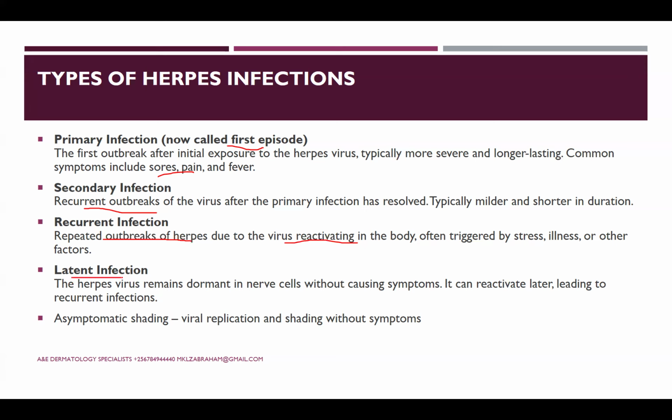In this case, you have no symptoms, but you're just sitting with your dormant virus within your sensory ganglion, and it is causing no symptoms. Then there's another term that we usually use, asymptomatic shedding. So in some cases, people can have the virus replicating and shedding without necessarily causing symptoms. So that is what we call asymptomatic shedding.